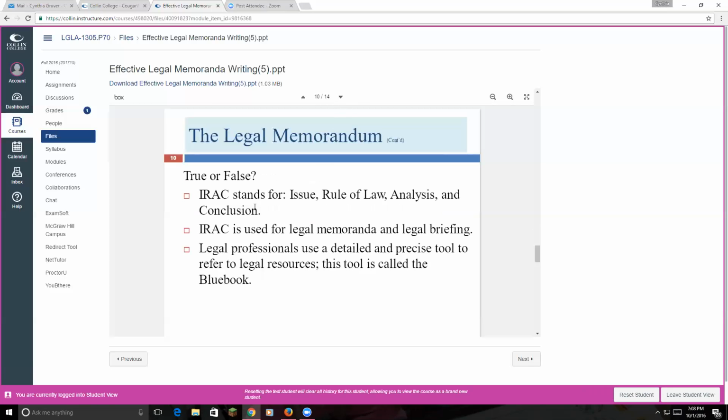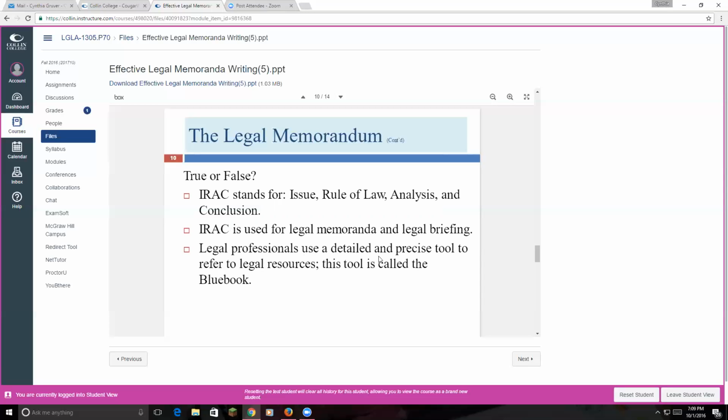So, true or false? IRAC stands for Issue, Rule of Law, Analysis, and Conclusion. That is correct. We could replace analysis with application of law to fact, if you prefer that, but this is the equation, so to speak. IRAC is used for legal memoranda and legal briefing. That is true. Remember we did some case briefing earlier in the semester? Well, we use the IRAC method for that as well.